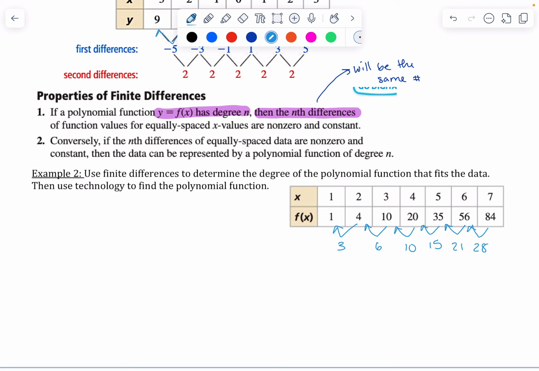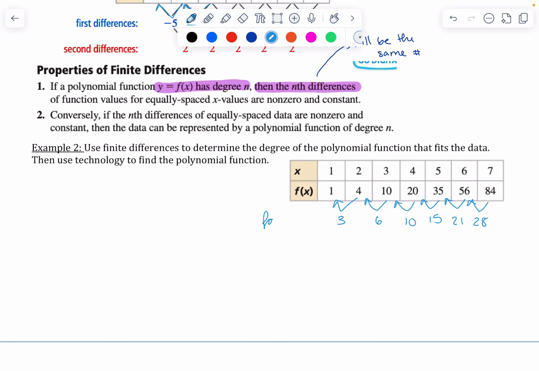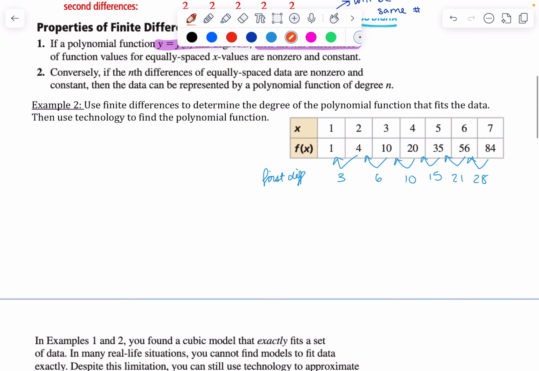21, 28. Okay, the values are not all the same, so I know that it's not a linear function because that work that we just did was the first differences. So I have to do it again. Let's use a different color to switch it up. Okay, so now I'm going to do the same thing. 6 minus 3, 3. 10 minus 6, 4. 5, 6, 7. Okay, they're still not the same number, so it's not a quadratic because the second differences are not the same. Okay, so now let's keep going.